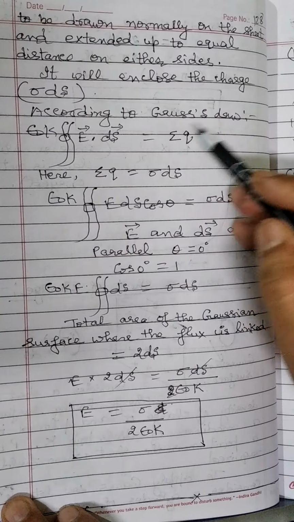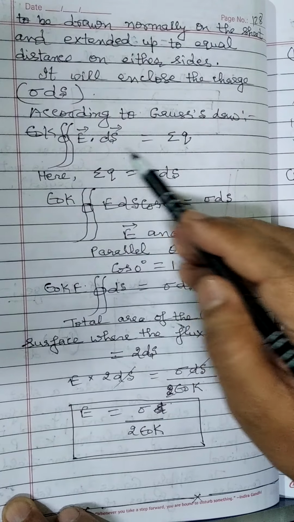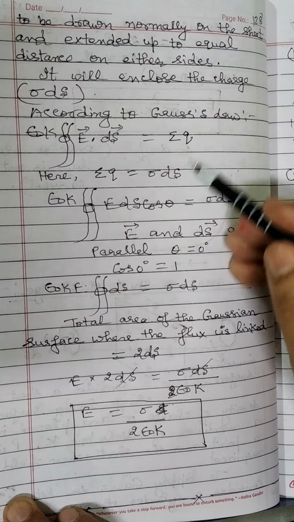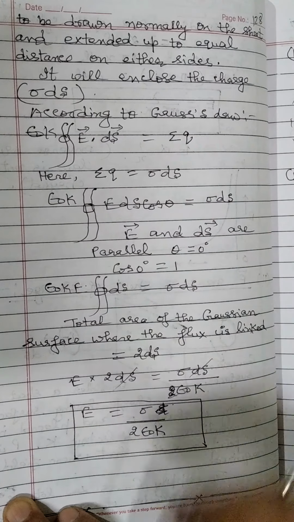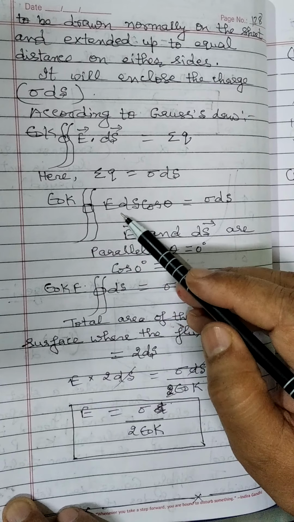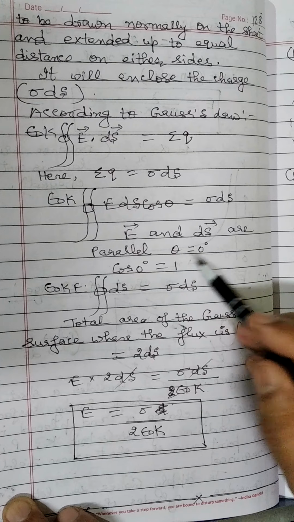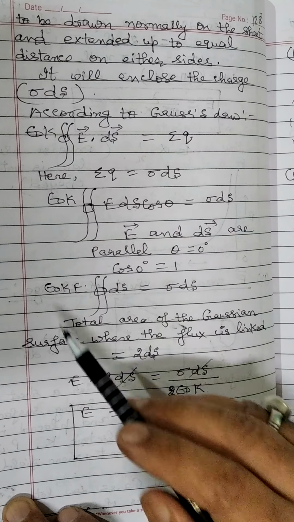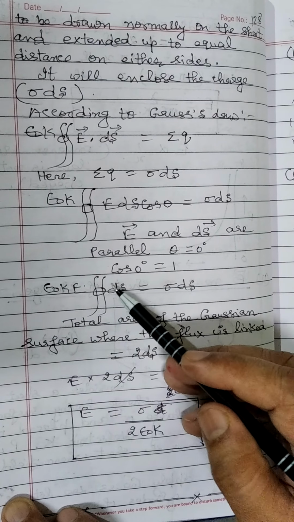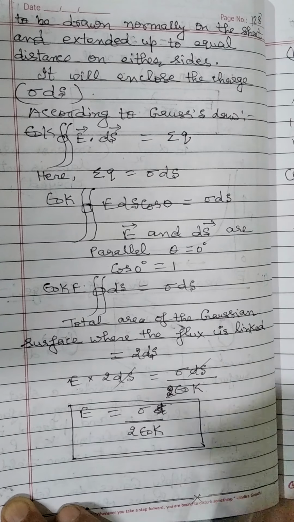Now if you apply Gauss's law again, epsilon 0 times the surface integral of E dot ds is equal to sigma q. Because it is the case of the surface charge density, sigma q is equal to sigma into ds. For the closed surface, the integral is E ds cos theta is equal to sigma into ds. The theta is equal to 0 and cos 0 is equal to 1, so epsilon 0 into E, surface integral for the closed surface ds is equal to sigma into ds.